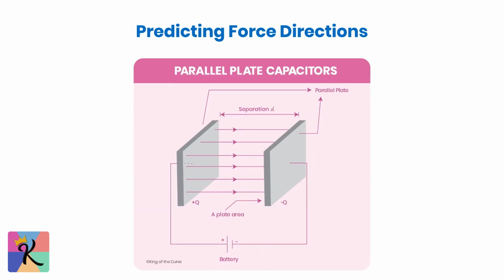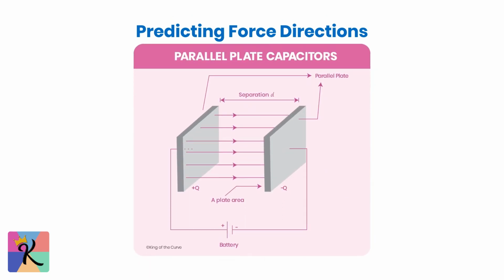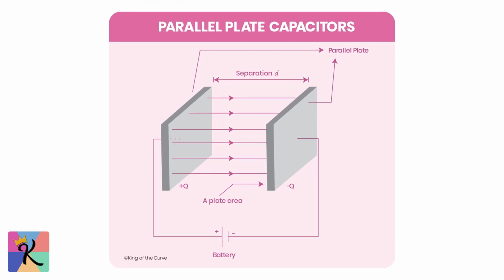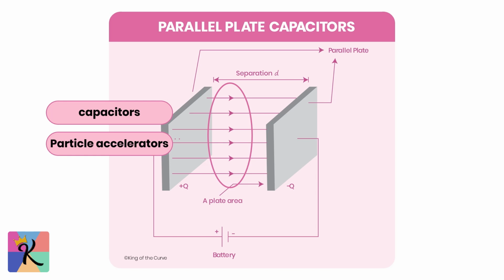Uniform fields, such as those in a parallel plate capacitor, arise from superposition. Each plate's charges create overlapping fields, resulting in a constant field strength between the plates. This principle is key in technologies like capacitors and particle accelerators.